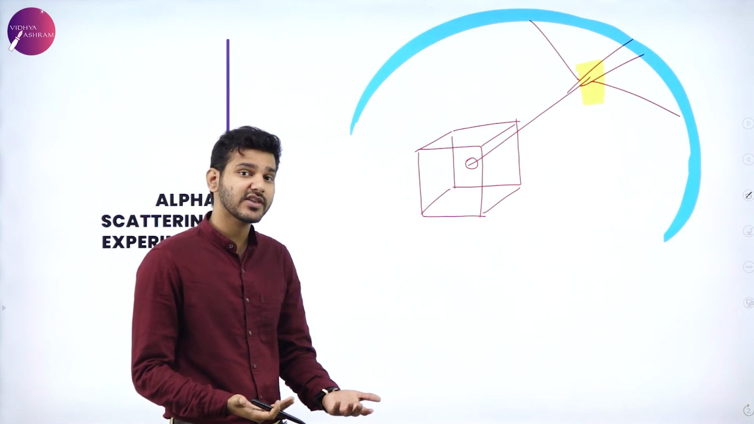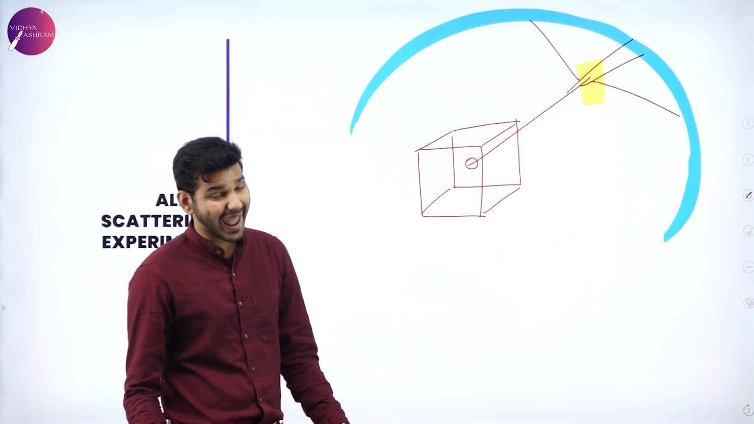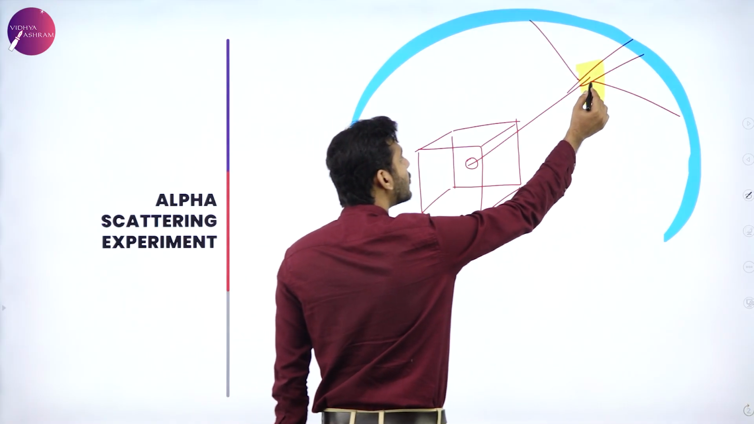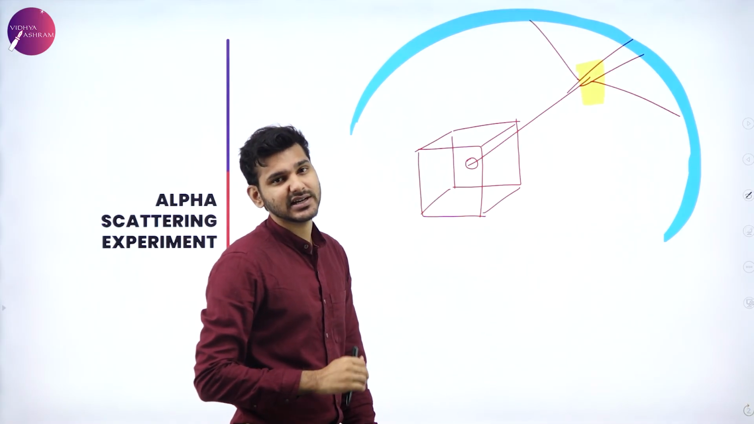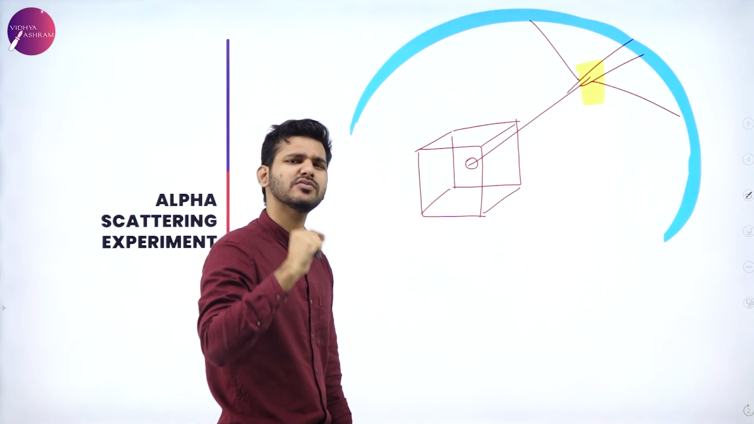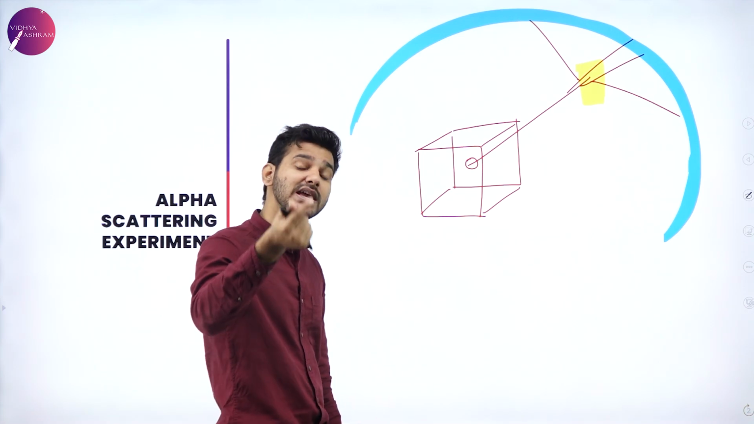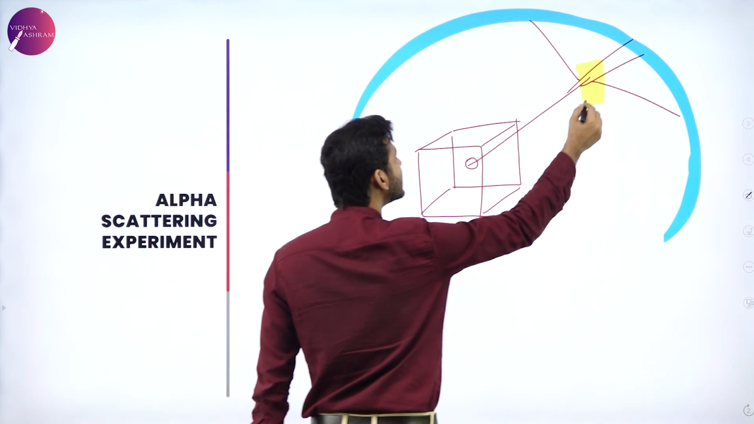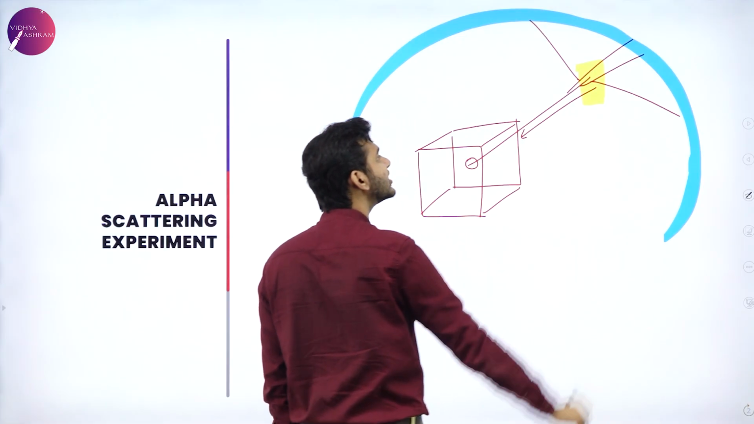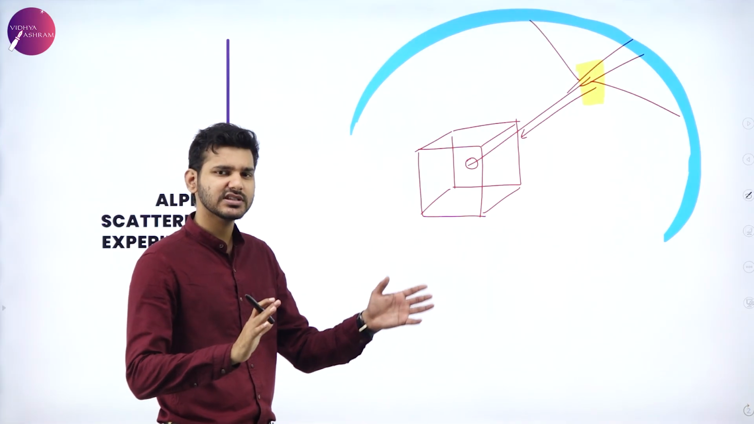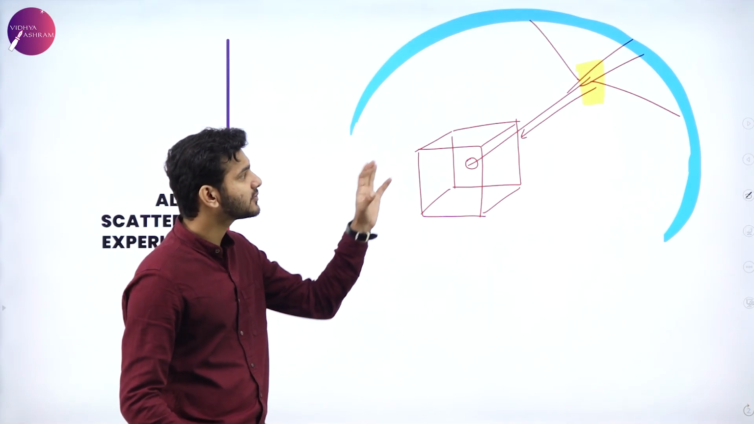And some of the alpha particles scattered at a particular angle, and 1 in 8,000, that is a very small number, about 0.14% or something, actually came back. That is, it rebounded in the initial direction. So this was the thing that was observed from this particular experiment.